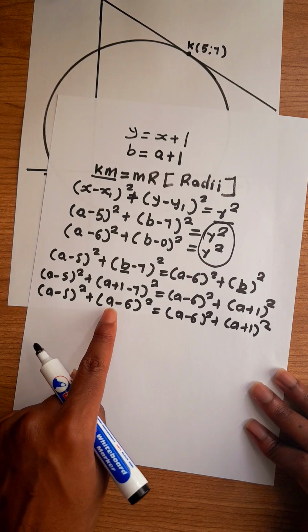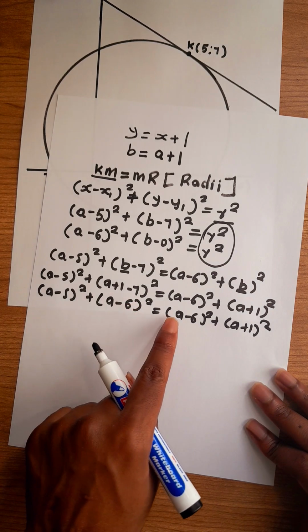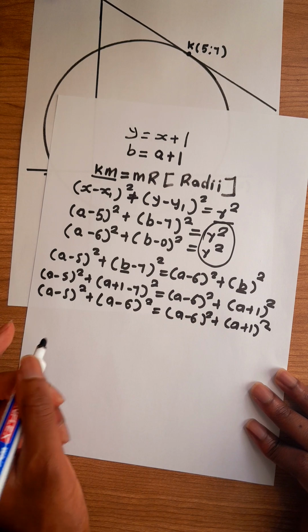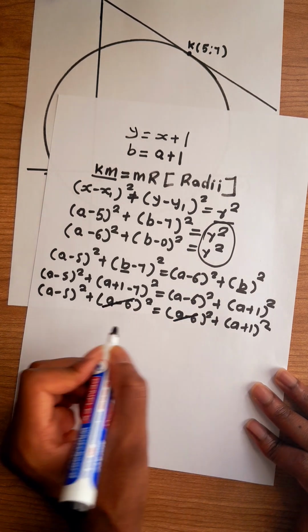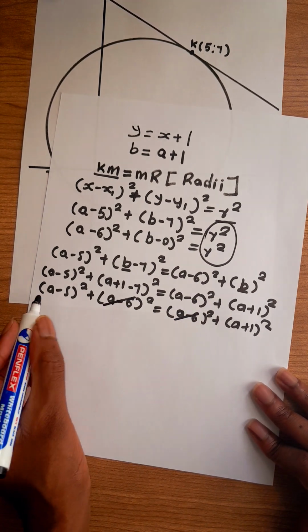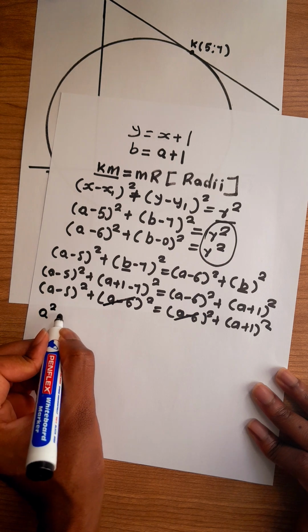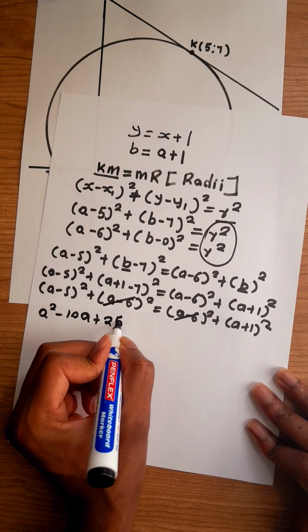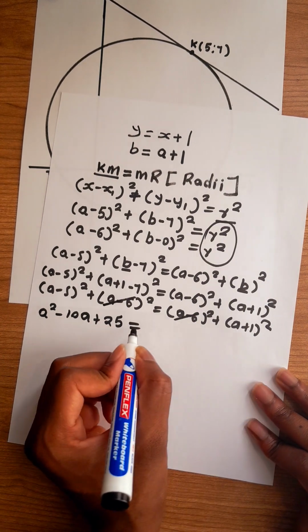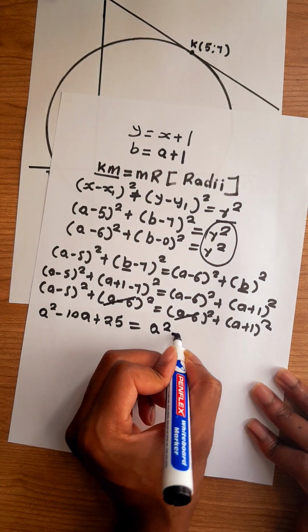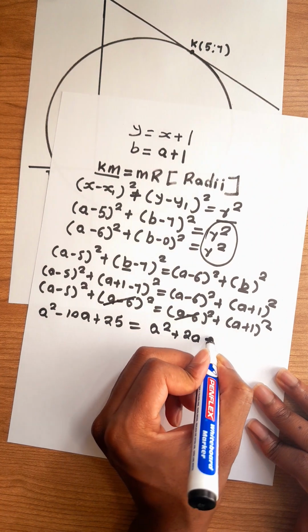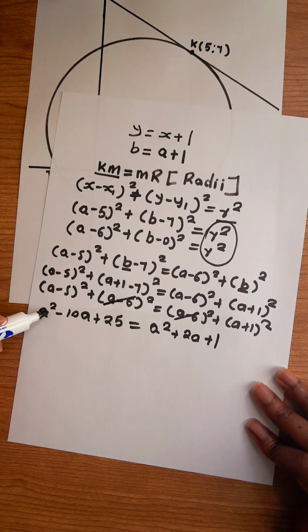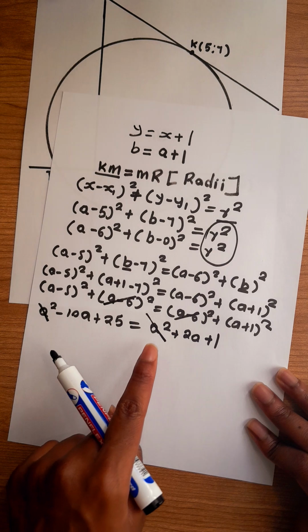What do I see? I see (a minus 6) squared and (a minus 6) squared, right? So we know that these two are actually going to cancel out. So let's actually expand this. It is going to be a squared minus 10a plus 25. That's going to equal, let's expand this, a squared plus 2a plus 1. We realize that the a squared and the a squared are going to cancel out.